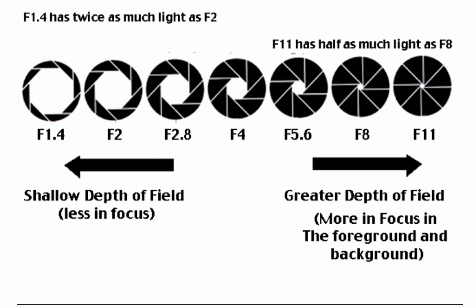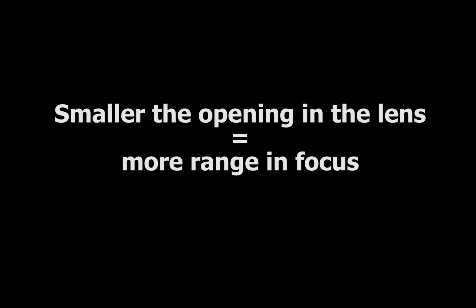So if I keep going with my aperture here, f11 is the smallest one that's listed here, but if I continue in that direction, I would go to f16, f22, and so on and so on. So the smaller the opening in the lens, the more range of focus.